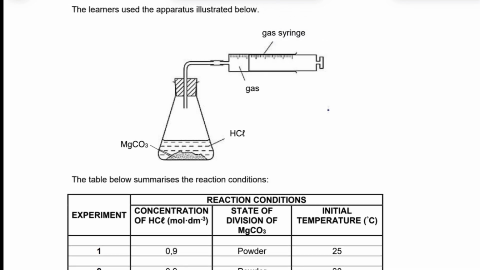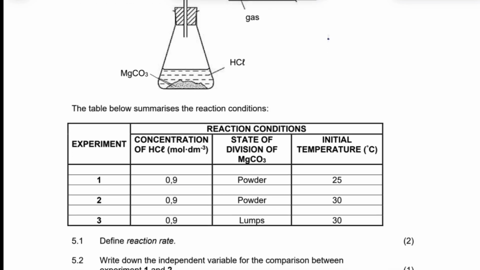Now, if you look at experiment 1, the concentration is the same, so the concentration in this experiment has been a controlled variable. Now, if you look at the state of division, it is different. In experiment 1 it is powder, in experiment 2 it is powder, and in experiment 3 it is lump, so the state of division is different. And let's look at the temperature. The temperatures are different, so temperature has also been changed.